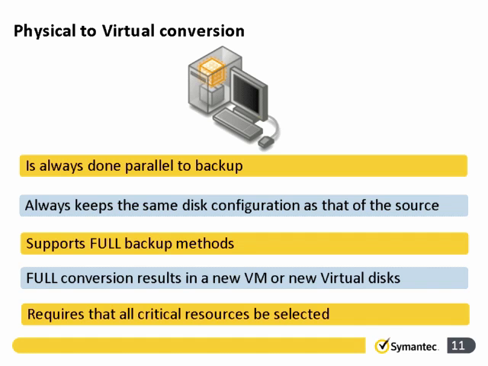So I can't change this after the fact. If I backed up from a 40 gig C drive, it will be a 40 gig C drive when it is converted to a virtual machine. It only supports full backup methods, and a full conversion results in a new virtual machine or new virtual disks. It does require that all the critical resources are selected and that simplified disaster recovery is turned on.